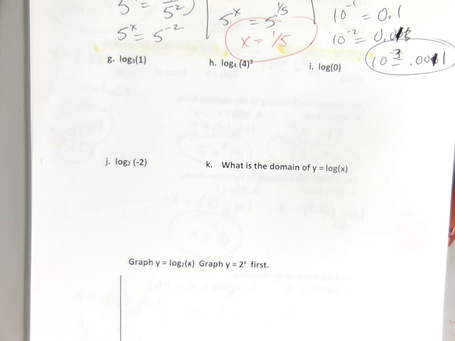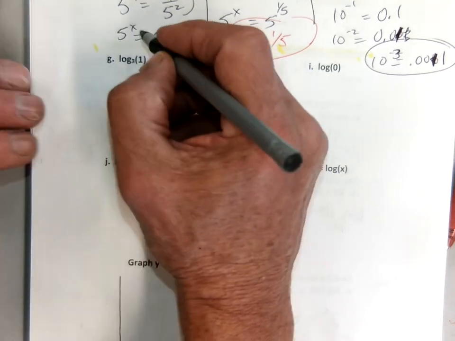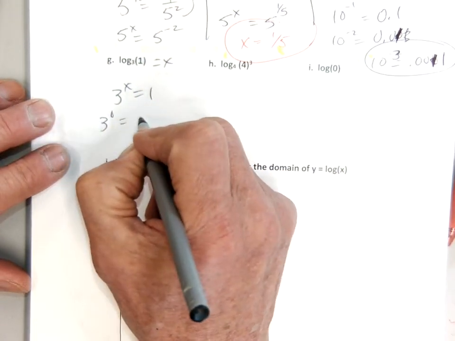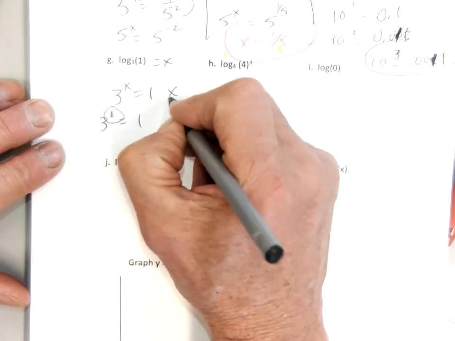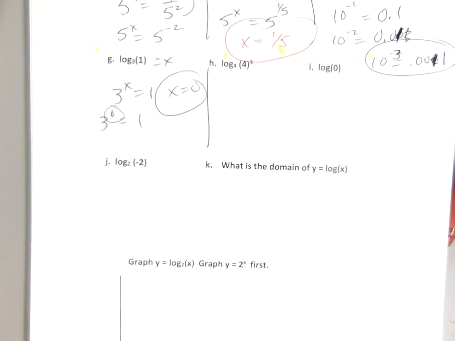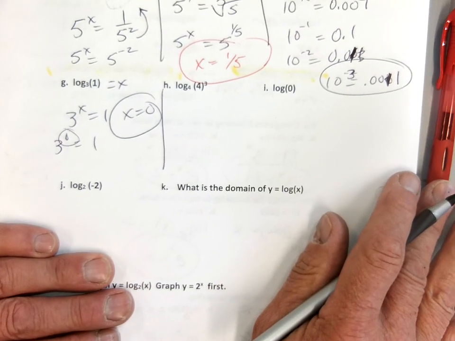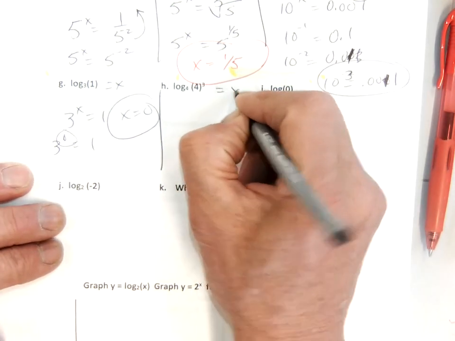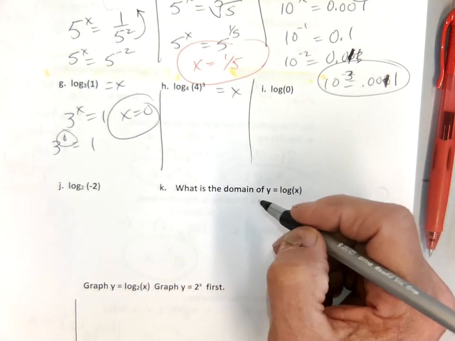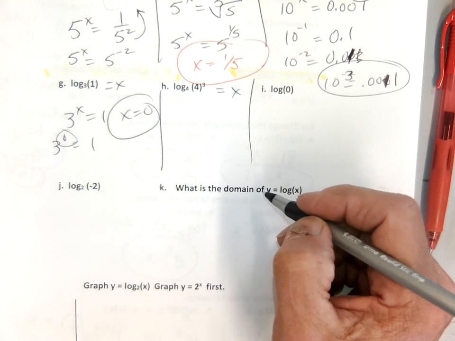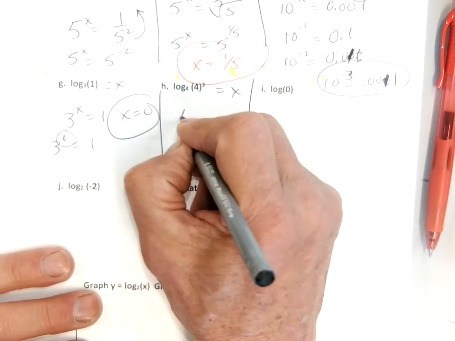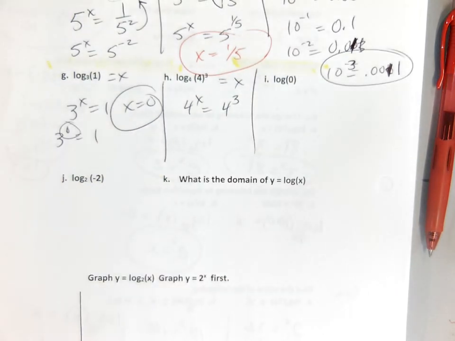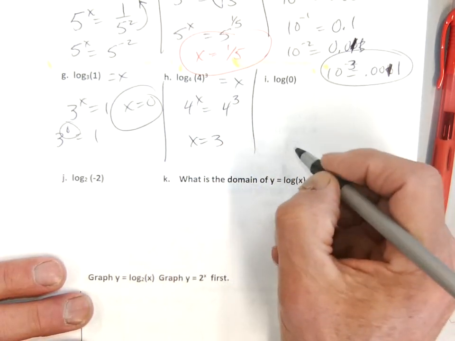So check it out. 3 to the x equals 1, but we know that 3 to the 0 power has to be 1 because anything to the 0 power is 1. So x equals 0. Nice job, Lauren. Okay. How about this one? Okay, here's what I'm hearing. I'm hearing 4 to the x equals 4 to the 3. Well, that one's pretty easy. That's not worth candy. Everybody see it's got to be 3? Yeah. Okay. How about I?